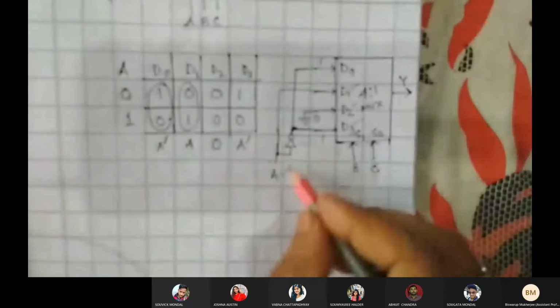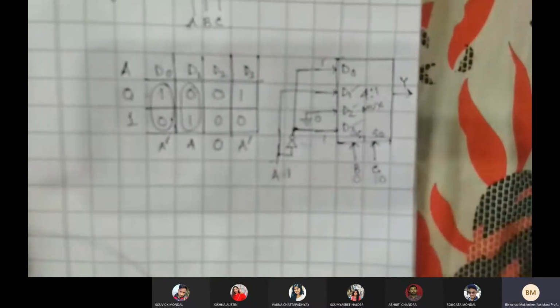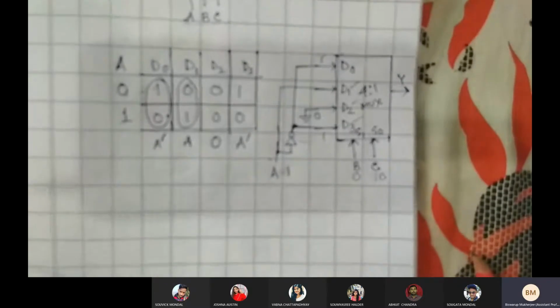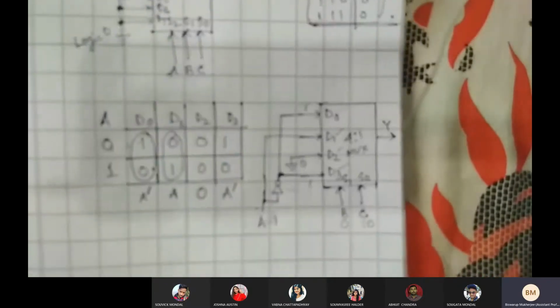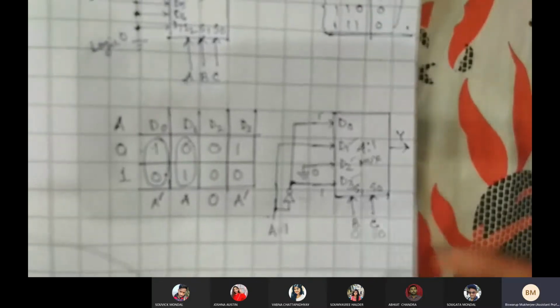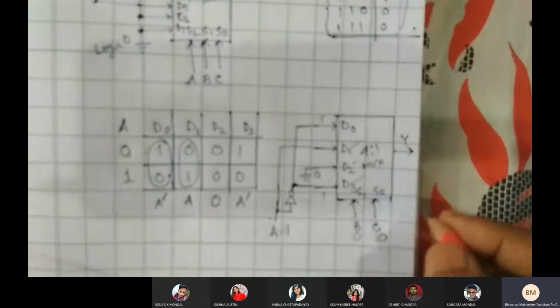A value is 1. These two are 0, 0, right? Okay. So if it is 1, 0, 0, then what is it selecting? For 0, 0, B and C 0, 0, D0 will be selected.